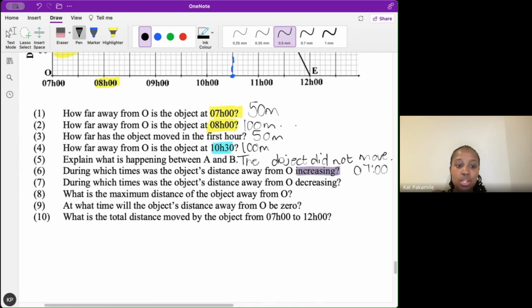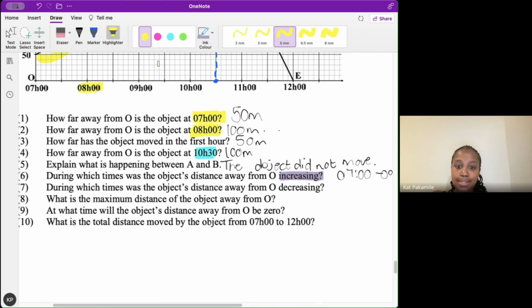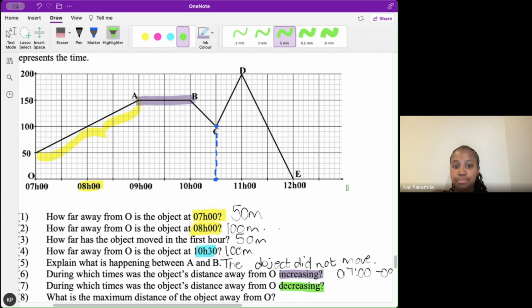Great. During which times was the distance decreasing? When was the distance decreasing? Let me highlight this one as well. 11. Where's 11? 11 to 12. That is true. So there.